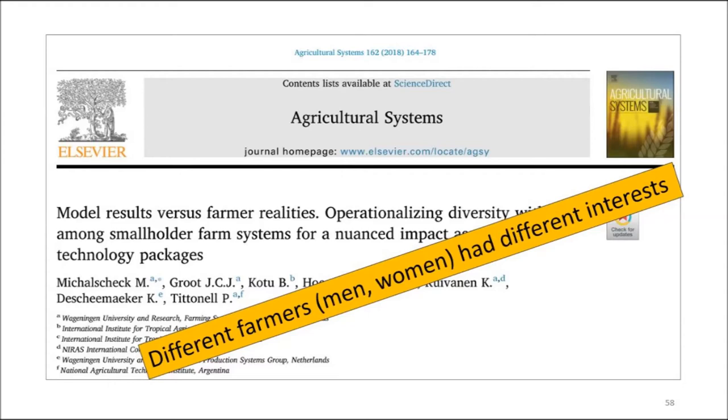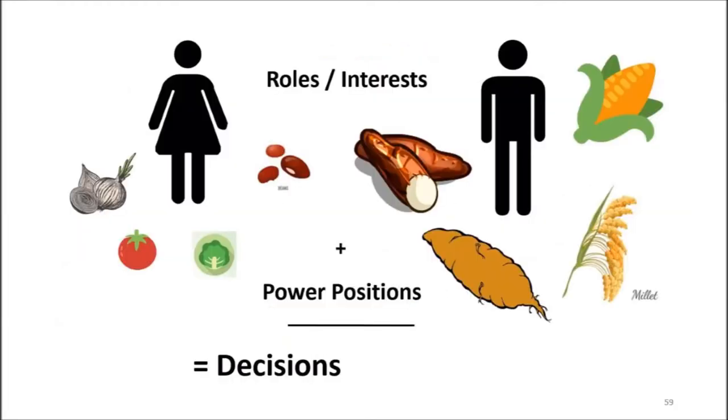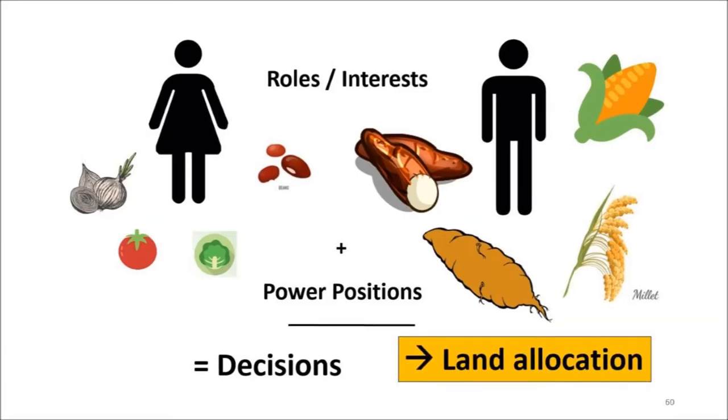So I was asking myself, how does a decision actually come about? I thought, okay, you have these people with different roles and interests, and then there must be the power positions, and that will then add up to a certain decision at household level. So I chose to look at land allocation. Why? Because that was a perfect topical interface between what was the model input and what was the interest of the Africa Rising project. So I was looking at land allocation to maize, cowpea and soybean.